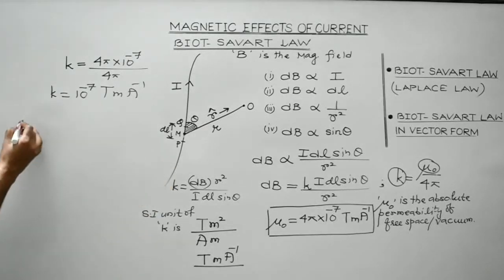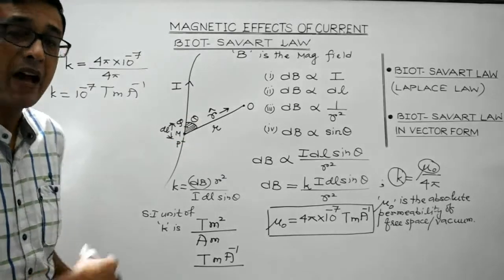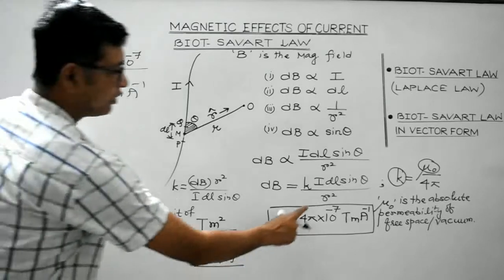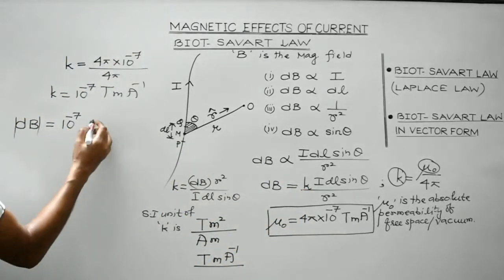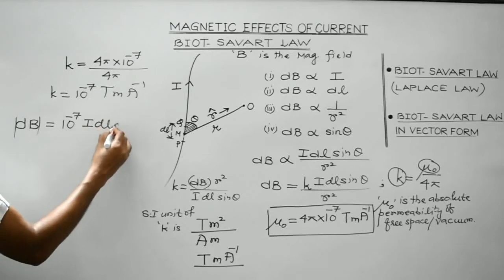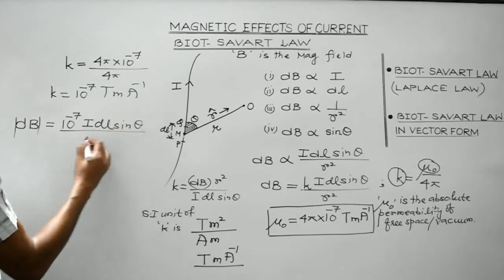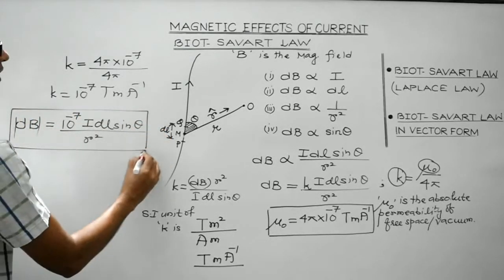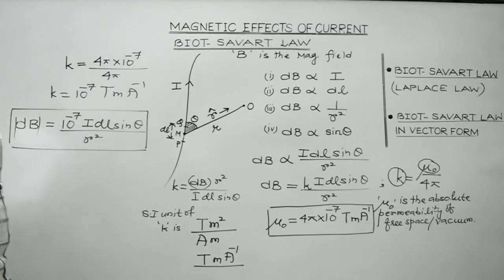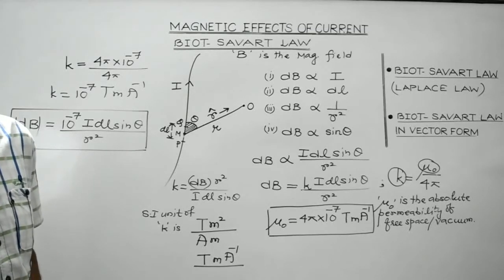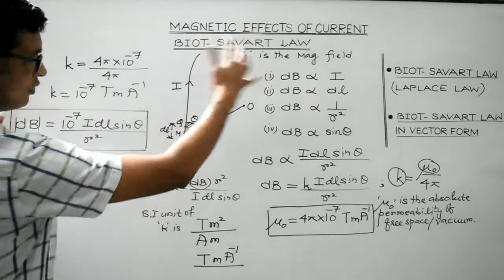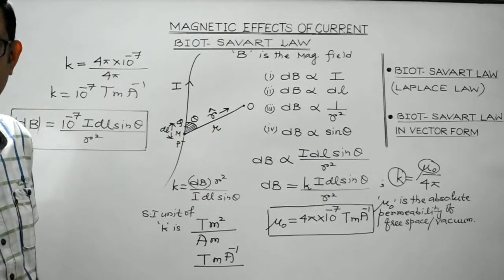So students, the strength of the magnetic field due to this small elementary portion in magnitude may be written as, in place of K, you can write 10 raised to minus 7, and I dl sine theta divided by r square. So this is the strength of the magnetic field at point O due to a current carrying small elementary portion PQ. I'm sure you have understood this particular law, isn't it?